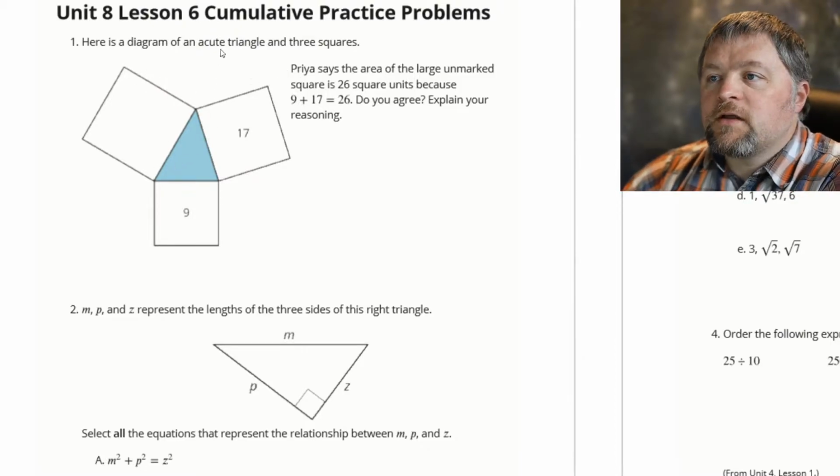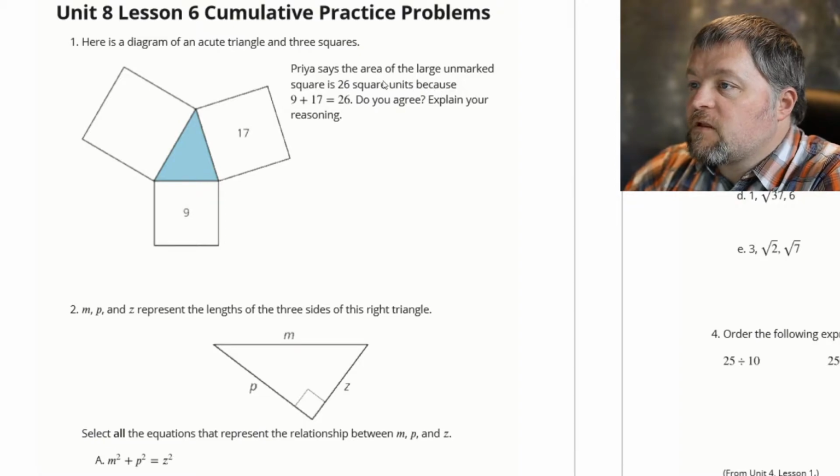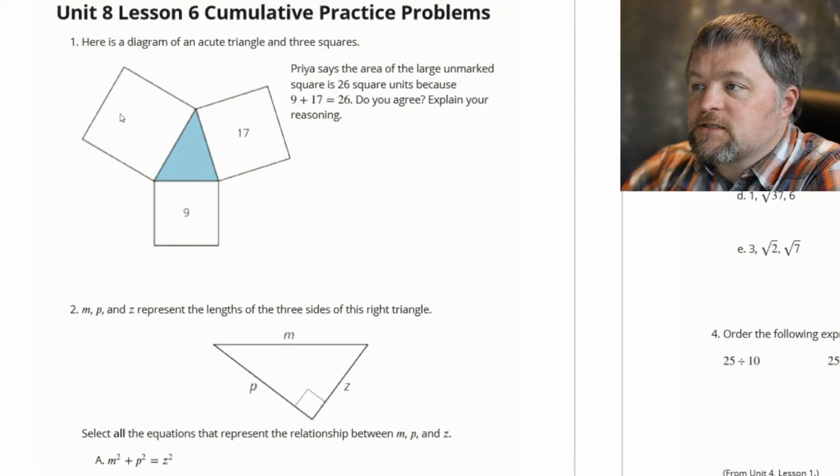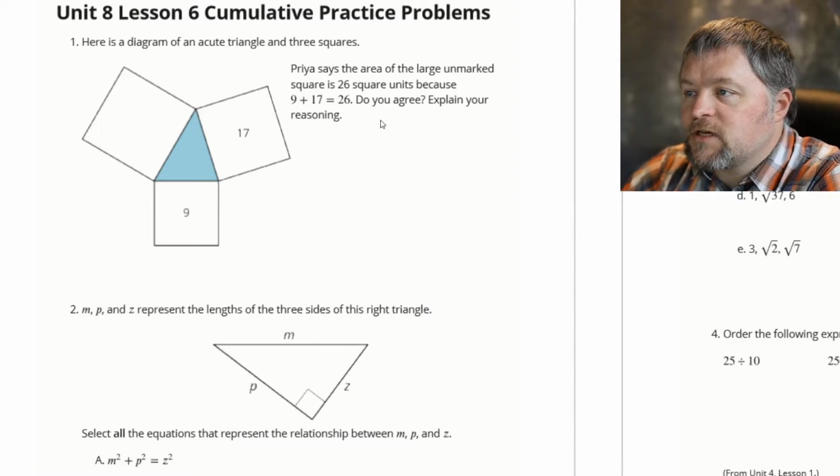Today we are doing Illustrative Math, Grade 8, Unit 8, Lesson 6, practice problems. Question number 1. Here's a diagram of an acute triangle and 3 squares. Priya says the area of the large unmarked square is 26 square units because 9 plus 17 equals 26.